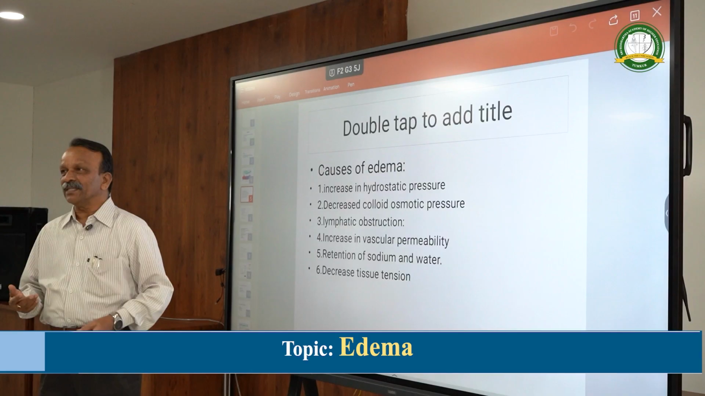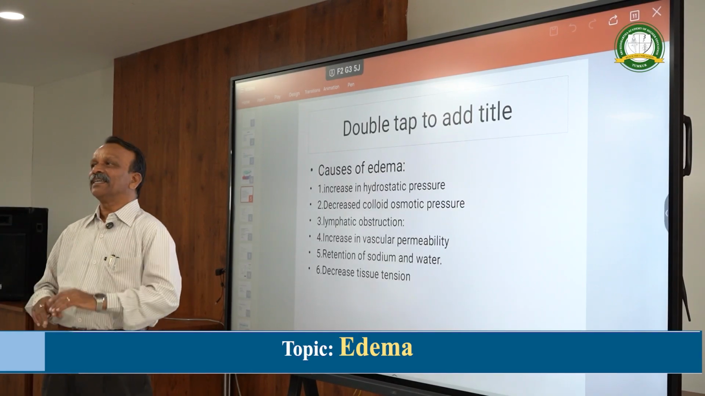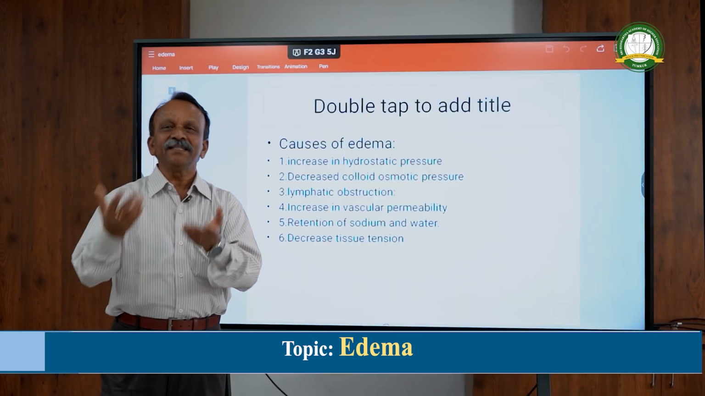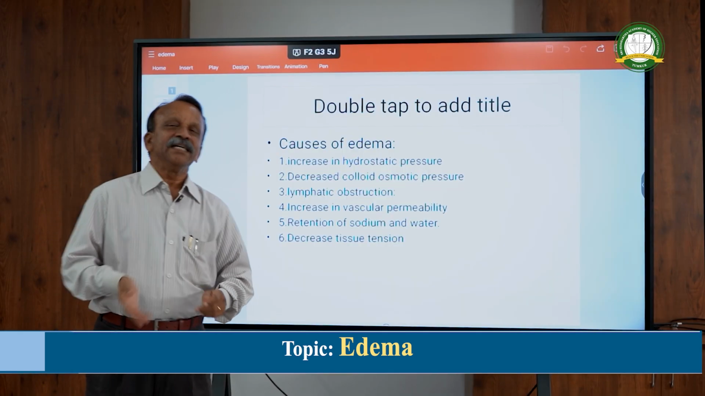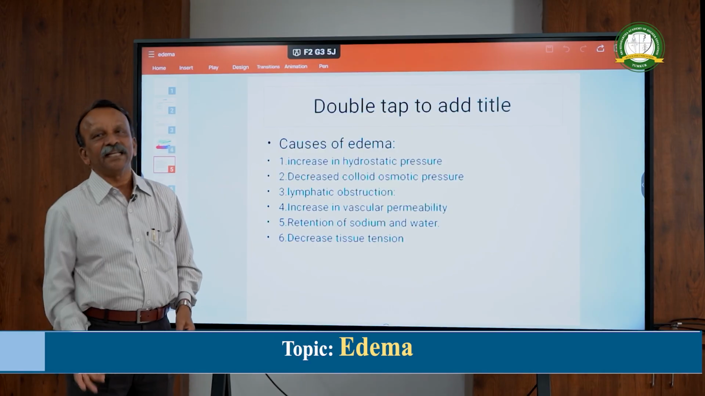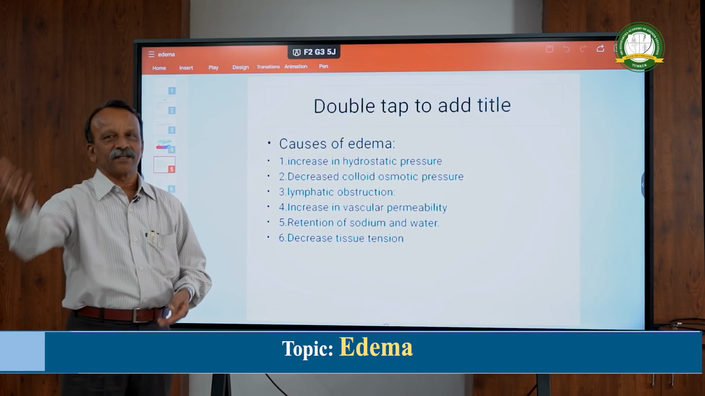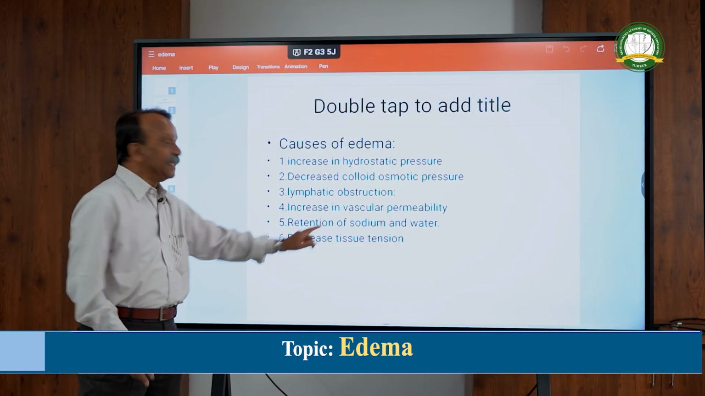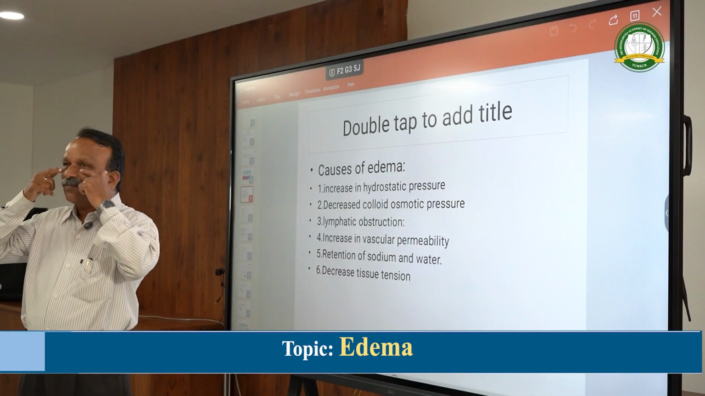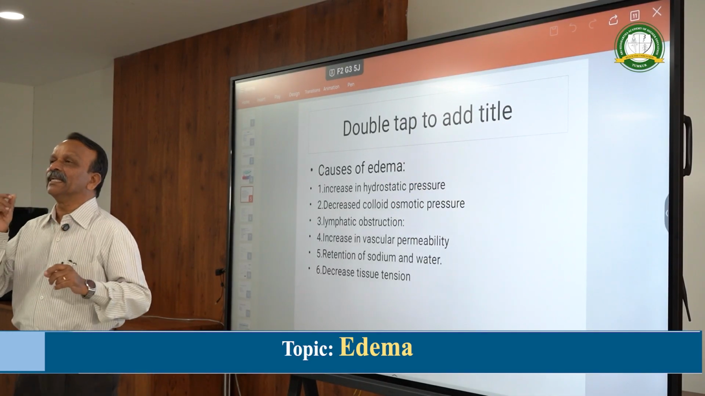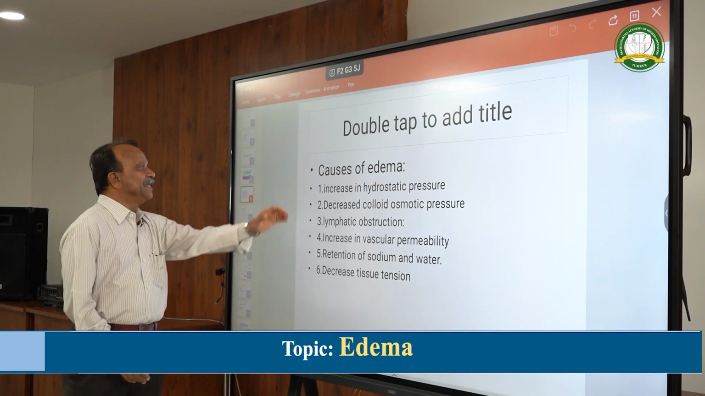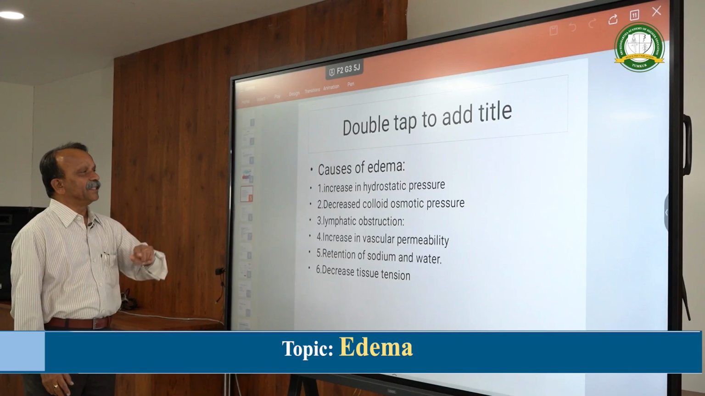In case of hypertension, if you have excessive salt intake, resulting in the retention of sodium and water, thereby there is an increase in the volume overload in the blood vessels. This in turn causes an increase in hydrostatic pressure. Thus there is movement of fluid from intravascular to extravascular compartment, resulting in edema. And then as we grow older and older, there will be loss of elastic tissue, resulting in a decrease in the tissue tension, which results in edema. These are the probable causes for edema.